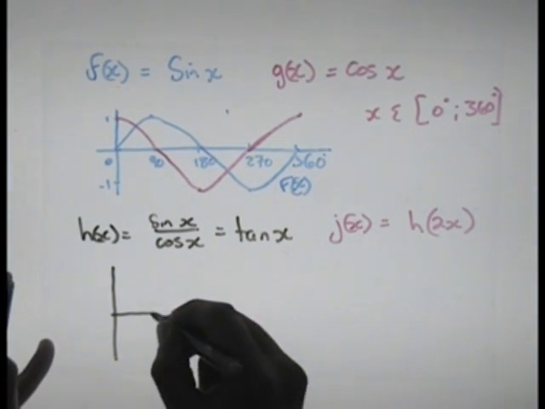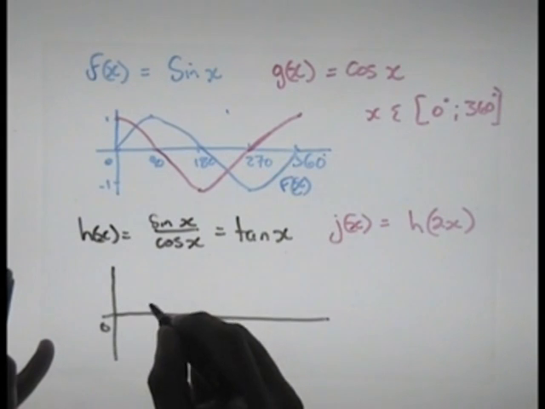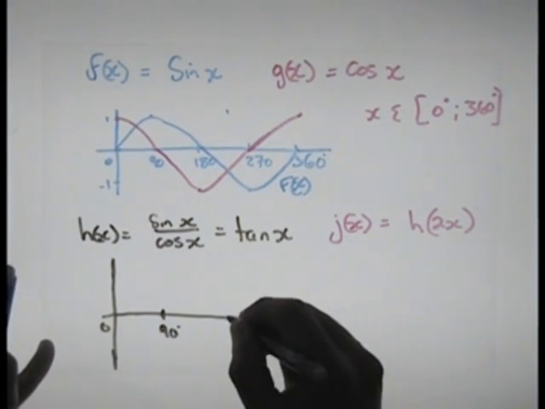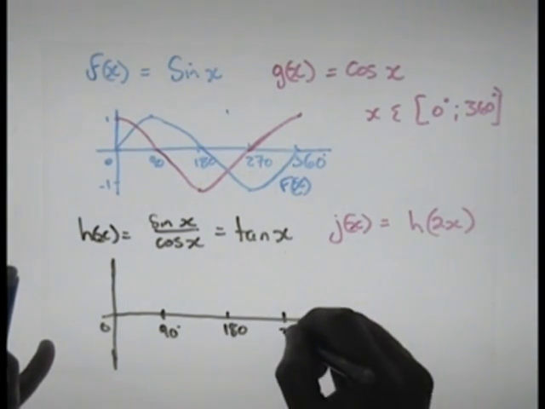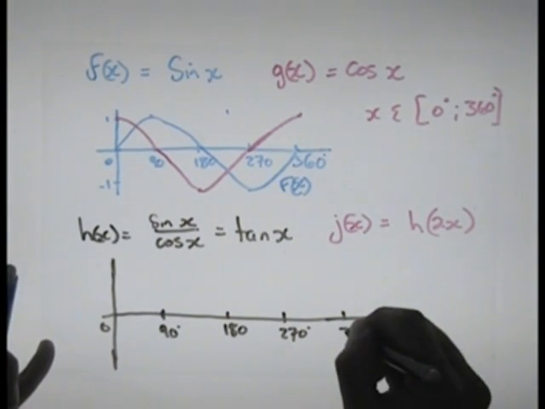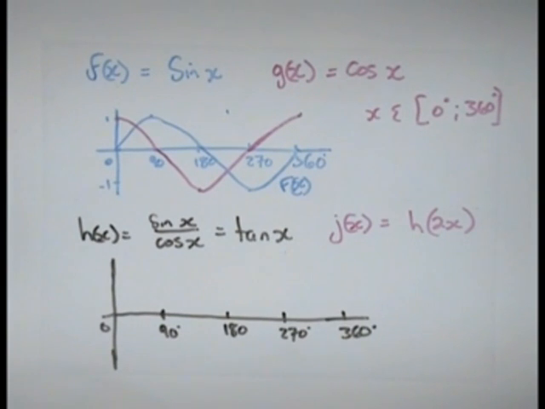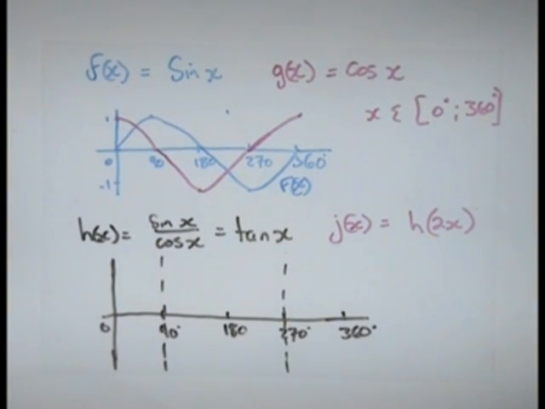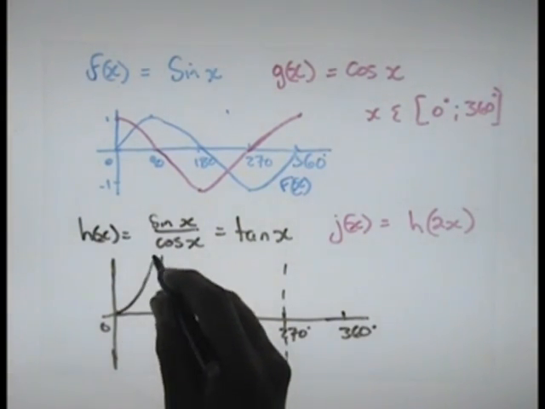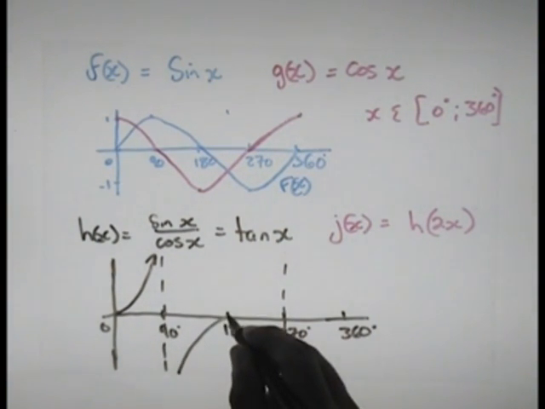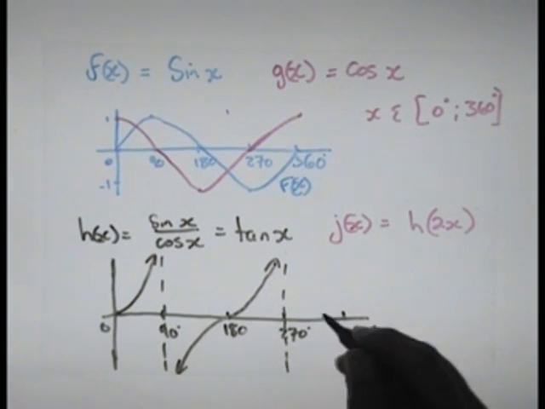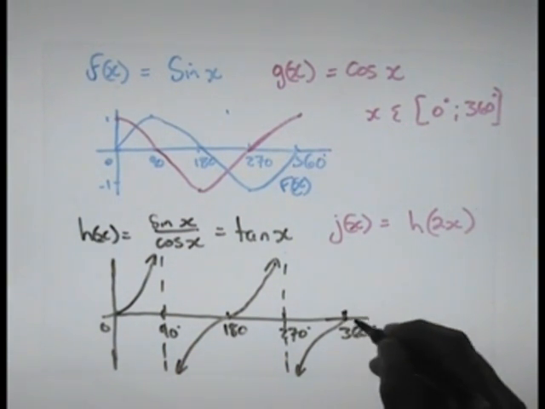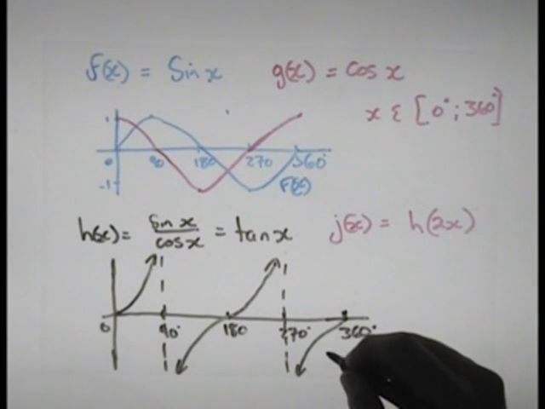I'm going to draw that also from 0 degrees to 360 degrees. 0, 90, 180, 270, and 360 degrees. Now the tan x graph has an asymptote at 90. It's also got an asymptote at 270, and it follows this pattern, never touching the asymptotes. Alright, that's the graph h of x.